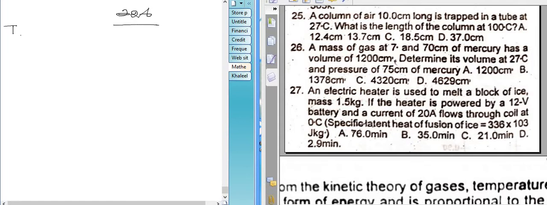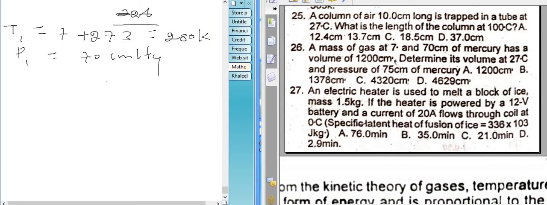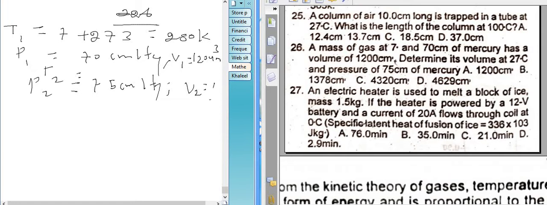We have given that T1 is 7 plus 273, which is equal to 280 Kelvin. P1 is 70 centimeters of mercury, and V1 is 1200 centimeter cube. P2 is 75 centimeters of mercury, and we are looking for V2, which is unknown. But we have T2, which is 27 plus 273, which is 300 Kelvin.